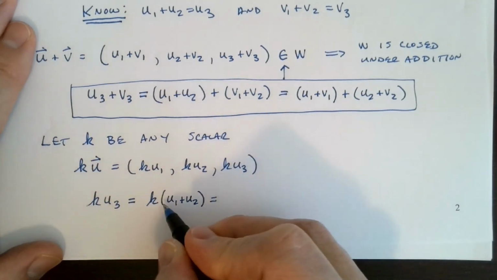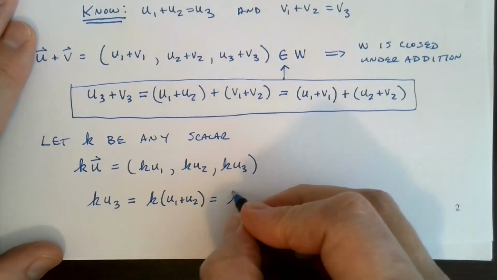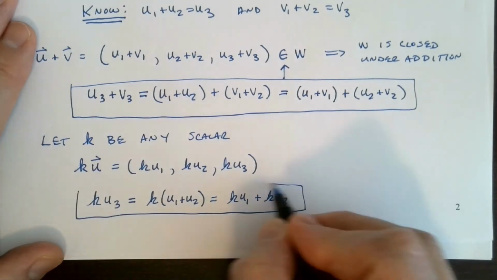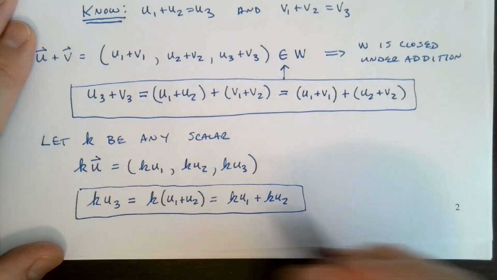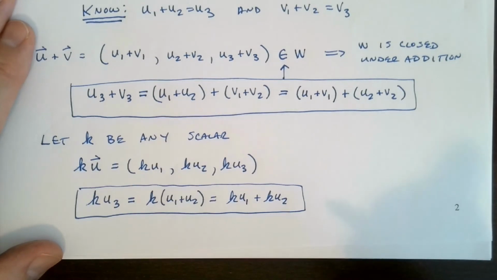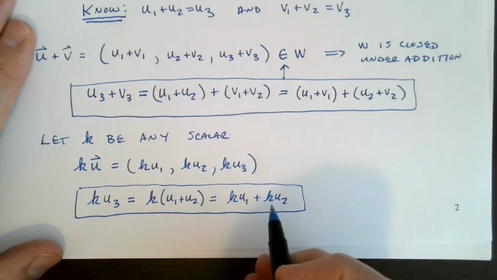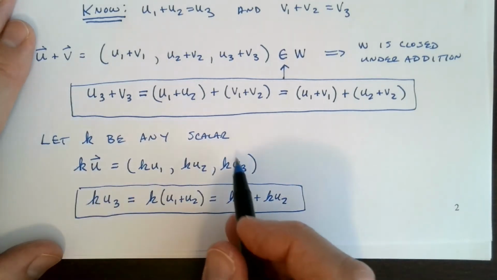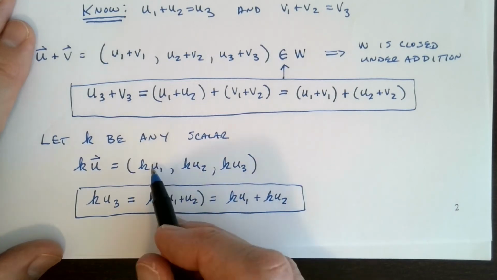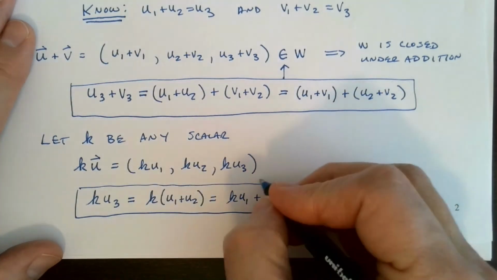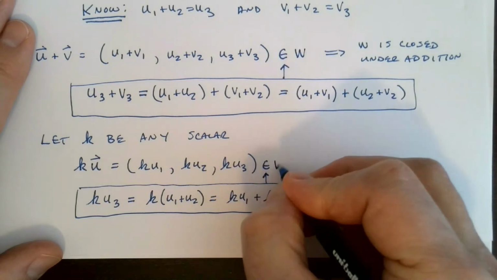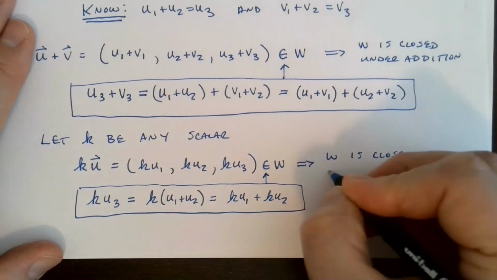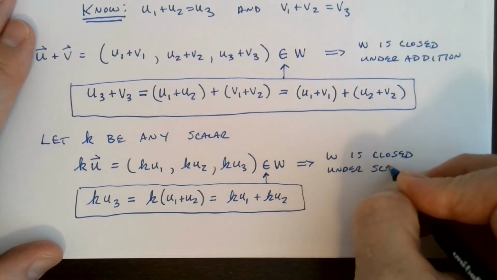And then what? These are all scalars. I can use the distributive property. This is KU1 plus KU2. So it's a very simple thing, but you have to show it. You can't just state it and assume that I know that. You need to show this very subtle and very trivial thing, really, if you think about it. But this is saying what now? KU3, the last component, is equal to what? KU1, first component, plus KU2, second component. So this tells me that this is in W, and therefore W is closed under scalar multiplication.